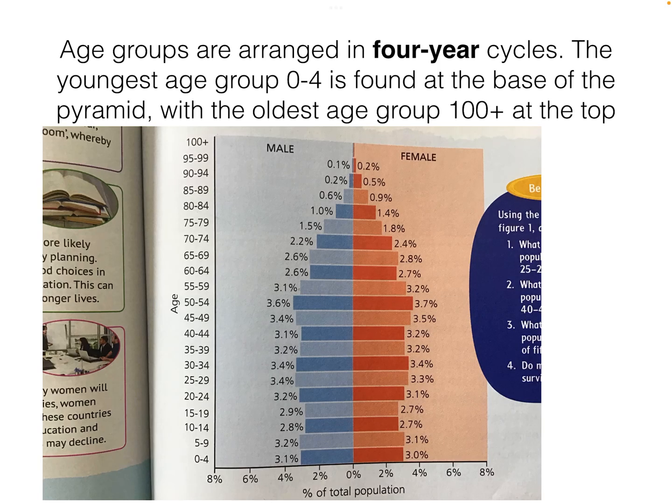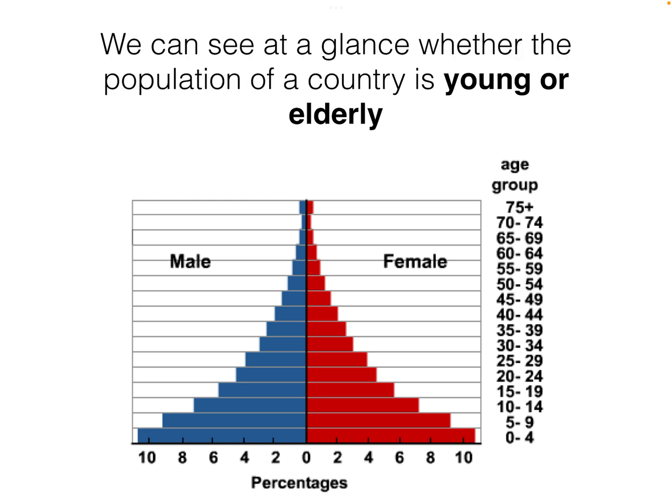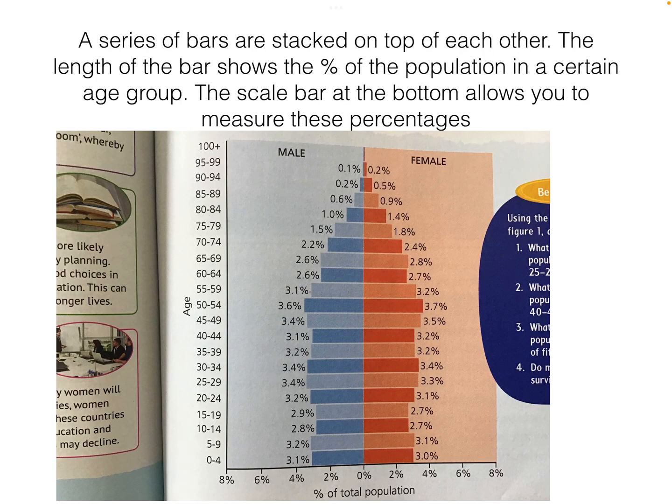So like I said, age groups go up in 4 year cycles, starting with the youngest, 0 to 4, up to the eldest, 100 plus. The males are on the left, the females are on the right. Like I said, you can see at a very quick glance whether the population of the country is very young or very old. If it's top heavy, that's a very elderly population. If it's bottom heavy, that's a very young population. The bars are stacked on top of each other. The length of the bar, how far the bar goes out, shows you the percentage of the population in that age group.